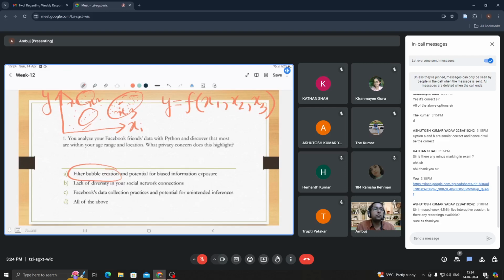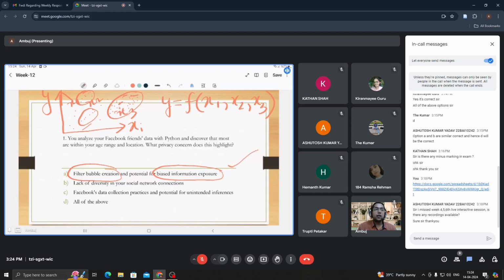What do we mean by biased information exposure? When data correlation or this bubble creation takes place, the algorithm becomes trapped inside it and just boosts the information further. It will not come out of the trap. That is what is meant by biased information exposure: the same type of information is put in front of you multiple times. This is regarding the first option. It would be 100% correct.